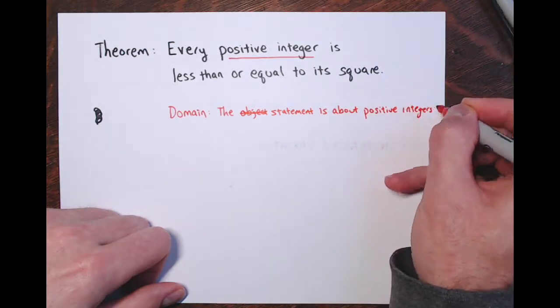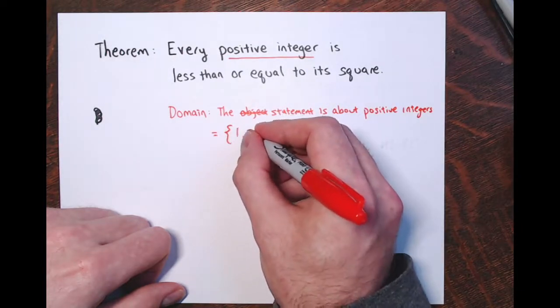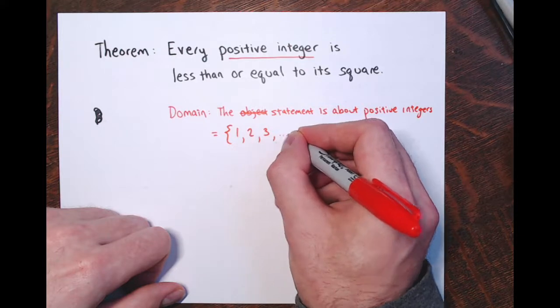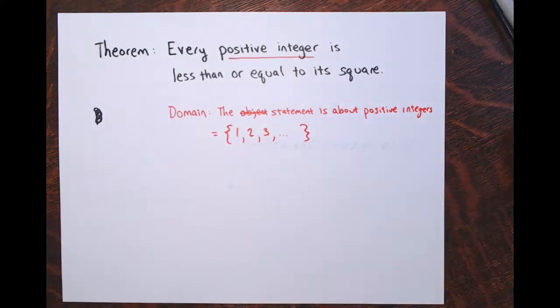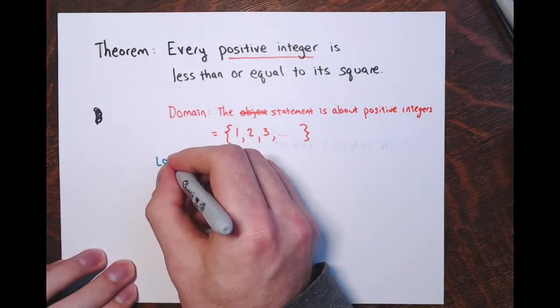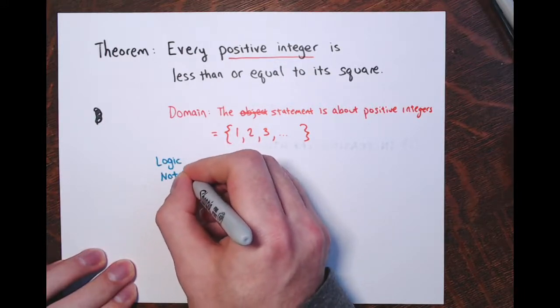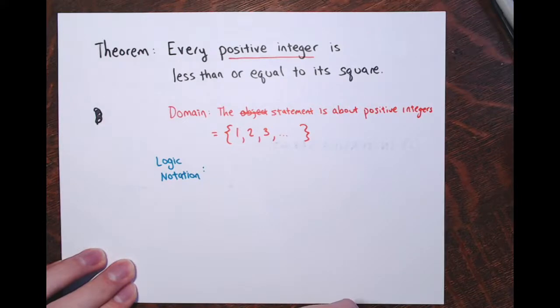All right, so I'll say that's the domain. The domain is the set of positive integers, 1, 2, 3, and so on. All right, and then I'm going to restate the theorem in logic notation, all the stuff we saw back in chapter 1.